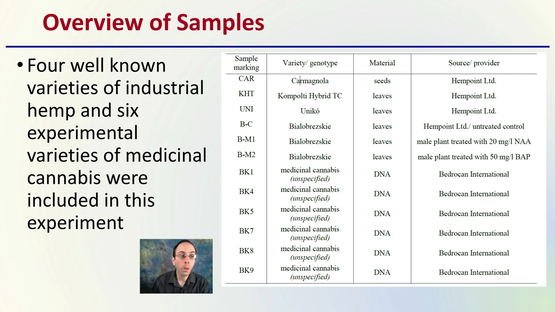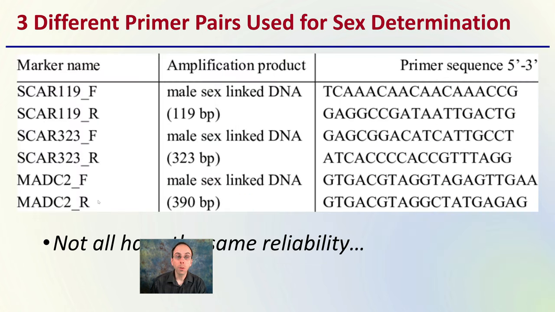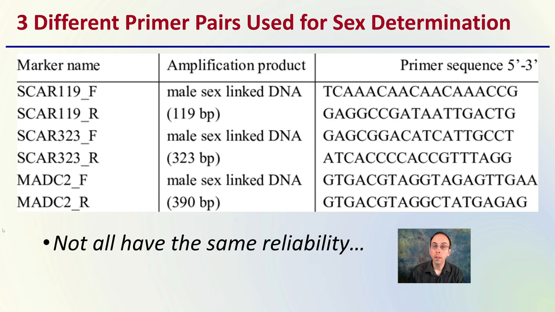So looking at the overview of samples here, this is again going to that study that I showed earlier. Four well-known varieties of industrial hemp and six experimental varieties of medicinal cannabis were included in the experiment. And they're listed here to give you some information: sample marking, variety or genotype, the material, and the source or provider of that plant material. So three different primer pairs were used for sex determination. We can see them listed right here. And the key part is while these primers can all be used, they do not all have the same reliability. This is referring to the actual primer sequences, the actual sequence of the DNA, the amplification product, and then the marker's name provided here in the first column.